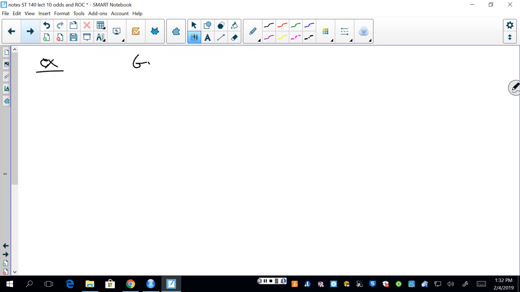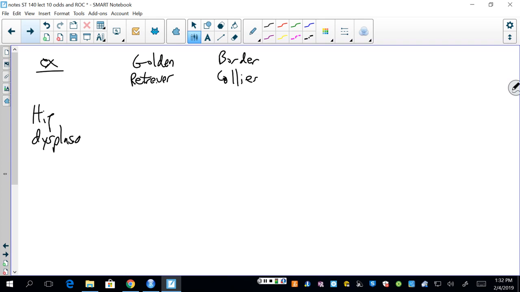This one involves dogs, golden retrievers, and border collies. Larger dogs are susceptible to joint problems, and one problem is called hip dysplasia, which in older dogs causes problems with walking behind.